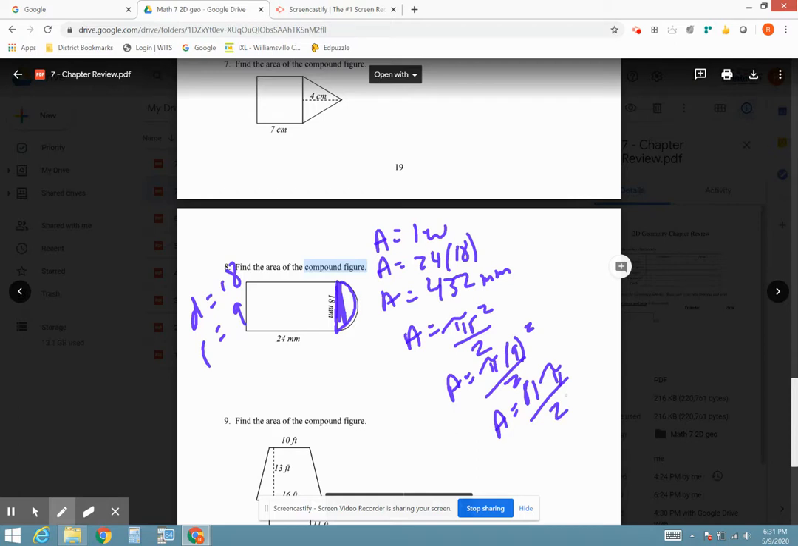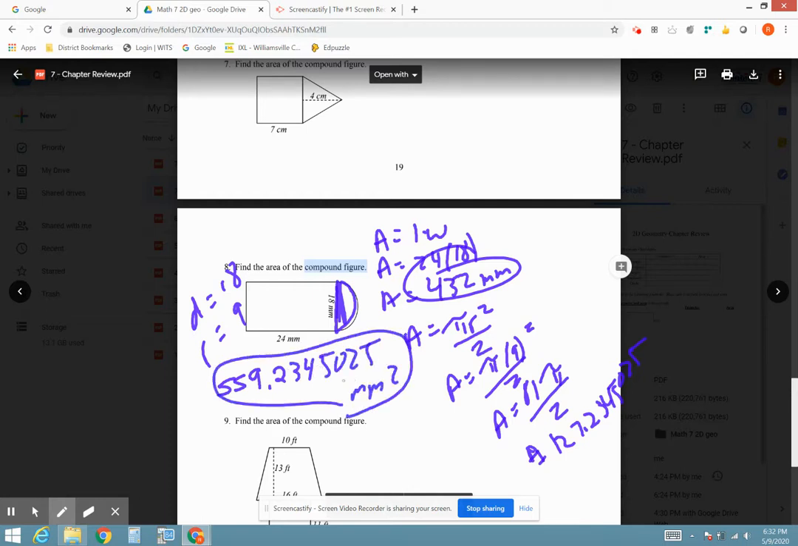So in my calculator, 81 times pi gives me 254.46900049 divided by 2, which gives me 127.2345025 plus my 432. And I got a grand total of 559.2345025 millimeters squared. And that's everything we did this unit.